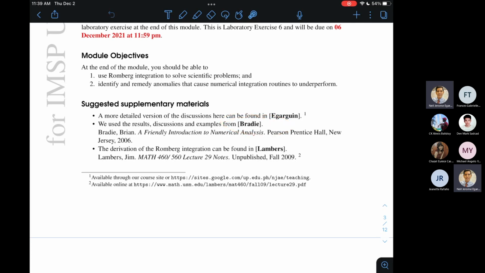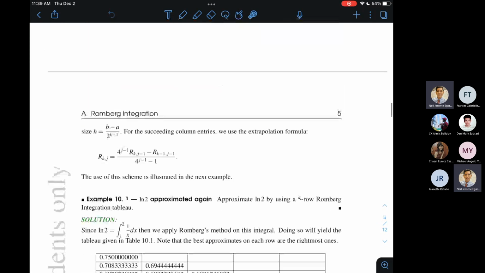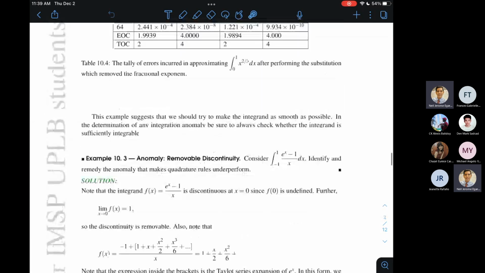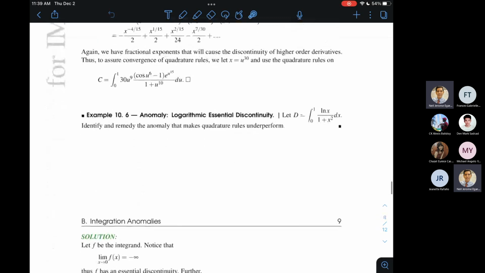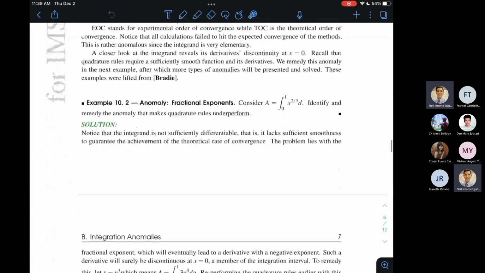Okay, now a more detailed discussion of these examples can be found in this book by Brady. So you can take a look at it, A Friendly Introduction to Numerical Analysis. I actually like this book. Naghahanap nga ako ng hard copy pero wala pa rin ako nakikita. Pero this is a good one, especially for undergraduate numerical analysis. So let me go to that section.